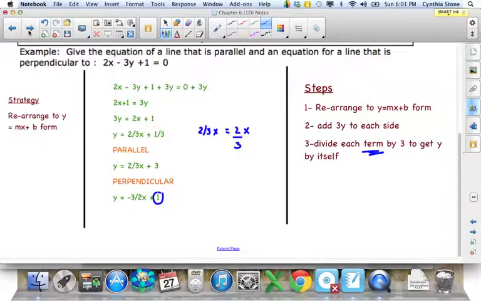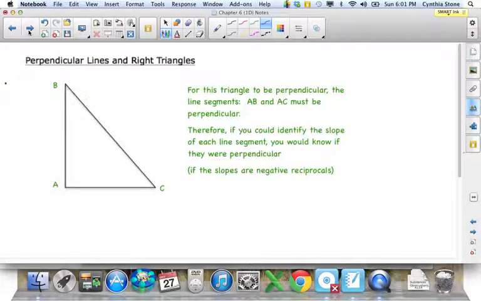Okay, moving on. This is interesting. Right triangles. So, for me to be able to say that this was a right triangle, I would have these two. That was the wrong word. Don't write it. For it to be right. For it to be a right triangle.